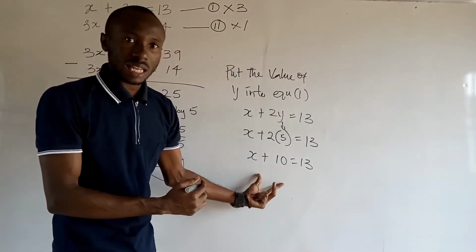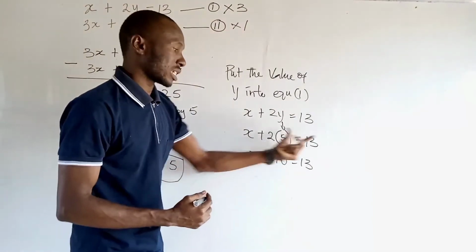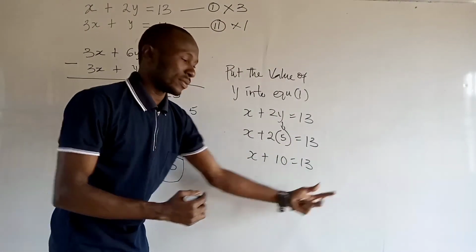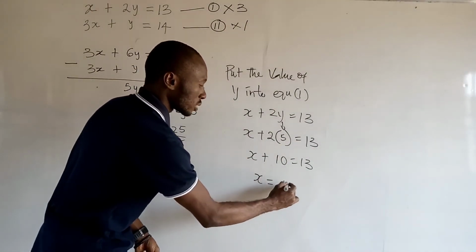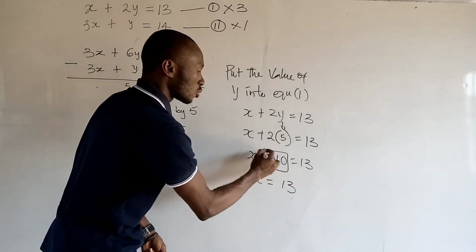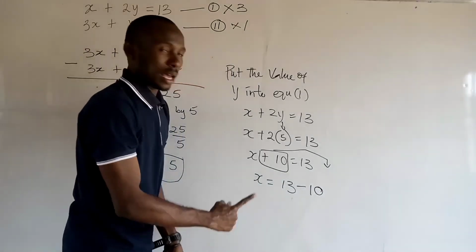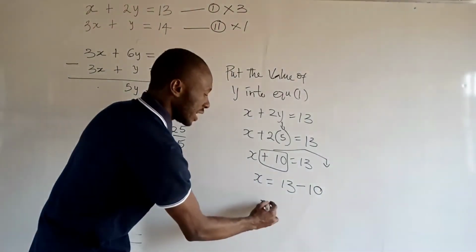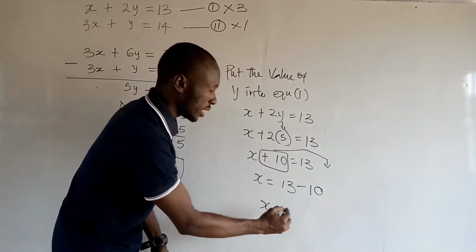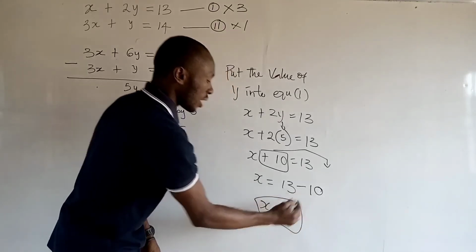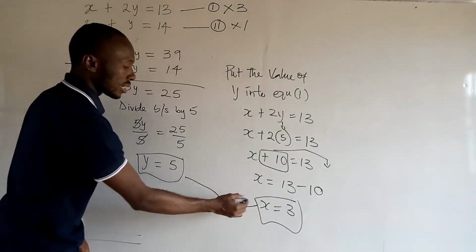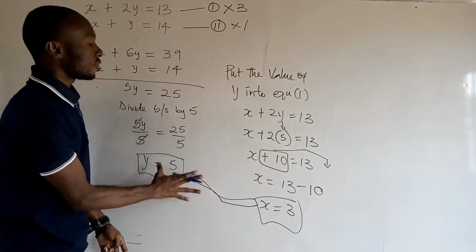And of course, we collect like terms. We take this 10 to the other side of the equation, and it will be negative. So we have x is equal to 13. When this moves to the other side of the equation, it becomes minus 10. And 13 minus 10 will give me 3. So far, we've gotten the value of x and the value of y for this given equation.